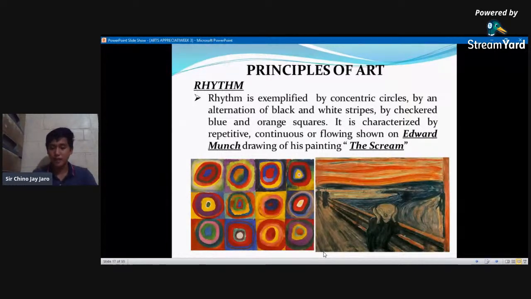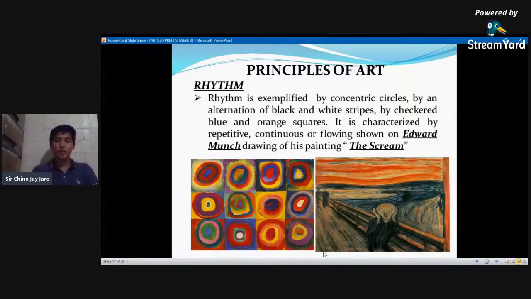If you look, mostly the colors are not that many. He only used white, black, and orange on the upper side. That is what we call rhythm. We have the flow. When we say rhythm, it is somewhat related to flowing.